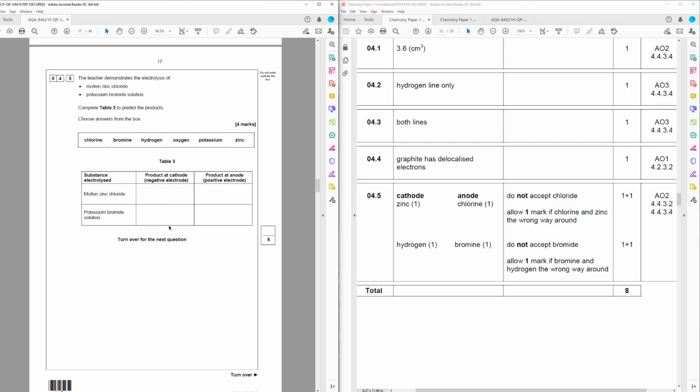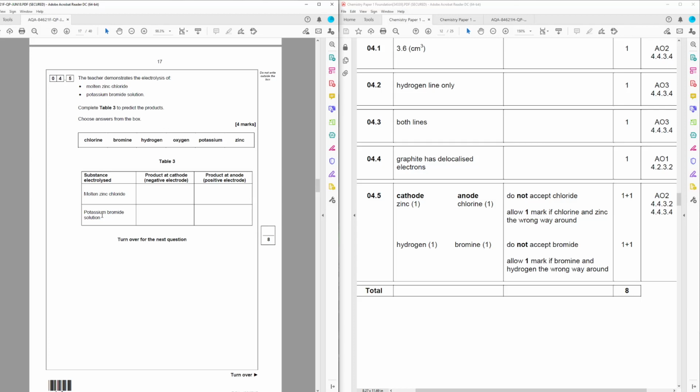Next one is not potassium and bromine, because potassium is too reactive to come out into a solution. If you imagine we put potassium in water, it would start floating, fizzing, setting fire with a lilac flame. So it is the hydrogen that comes out.